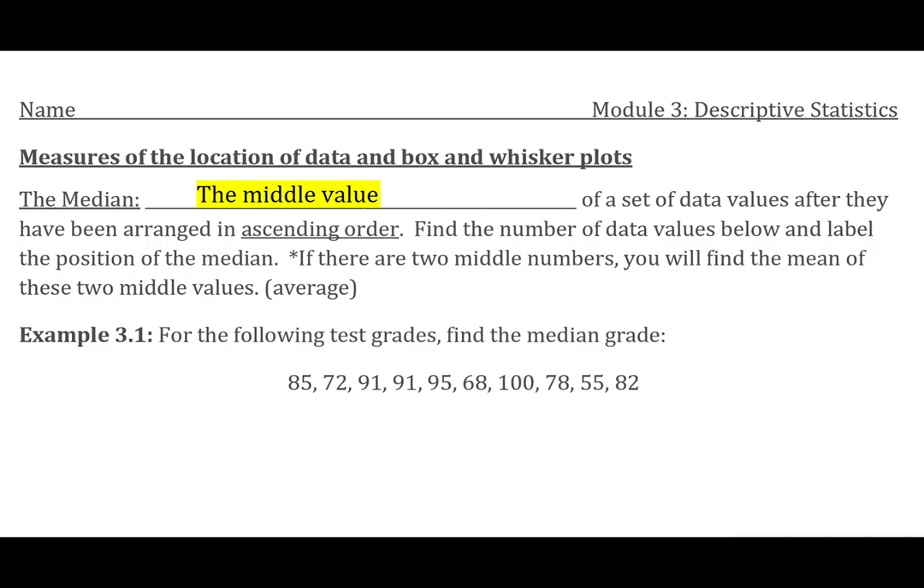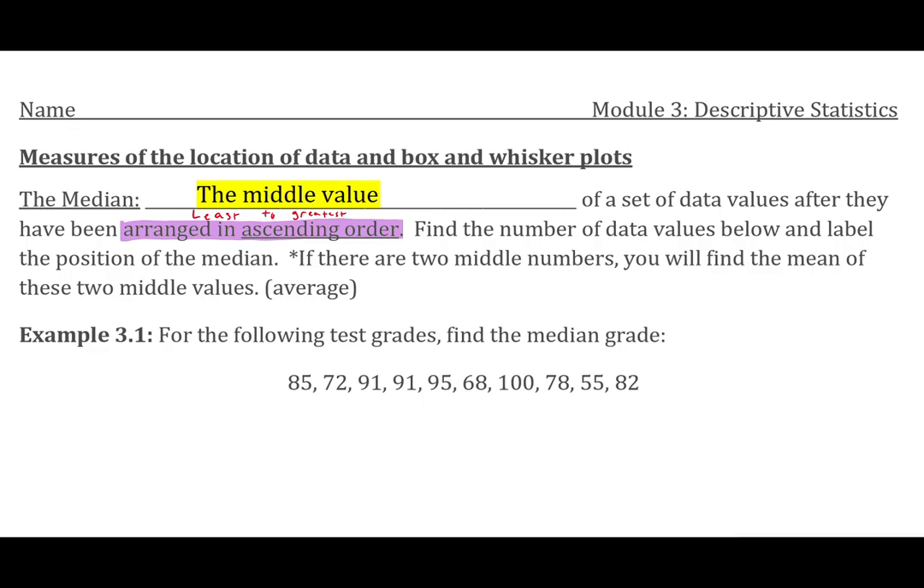The first type of measure of location we will discuss is called the median. The median is the middle value of a set of data values after they have been arranged in ascending order. So we must first work with our data values to put them in ascending order, which just means to arrange them in least to greatest. We will find the number of data values below and label the position of the median.